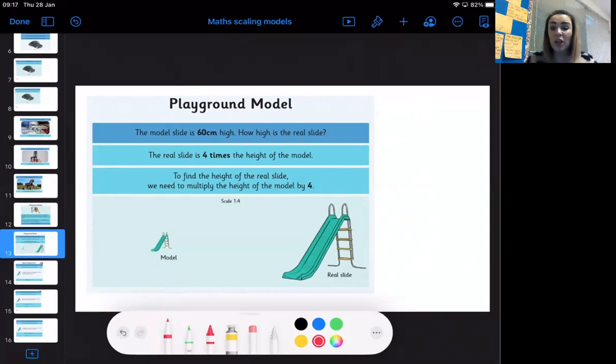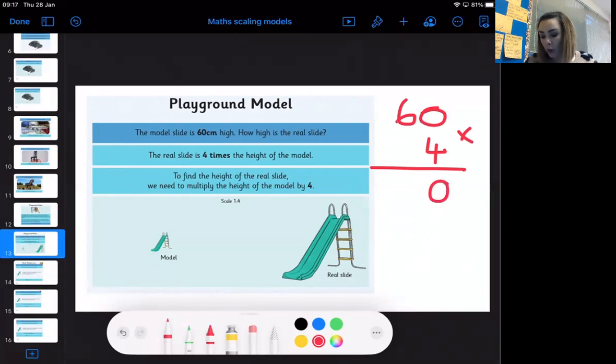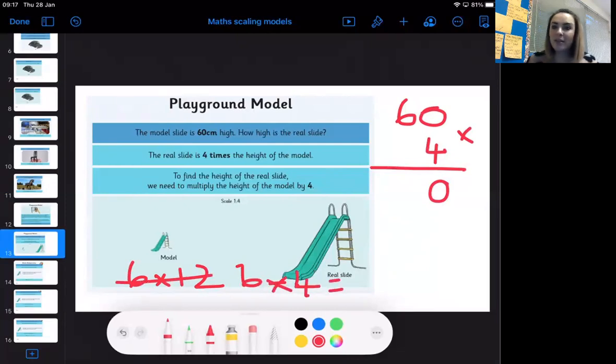Now, last week, you looked at multiplying a 2-digit number by a 1-digit number, so you can use that to help. So if the model slide is 60 centimetres and you need to times it by 4, you know that 0 times 4 is 0. But you also know that 6 times 4 equals, let's work it out together.